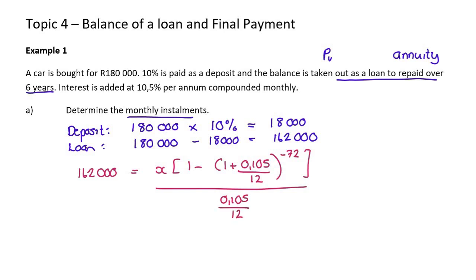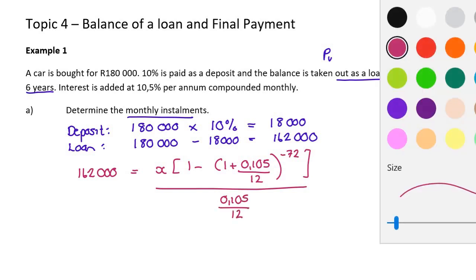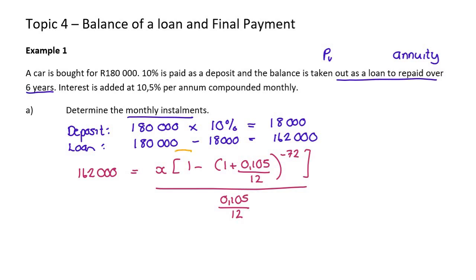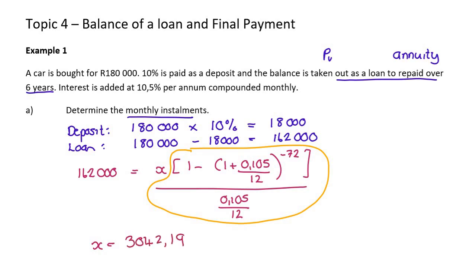And now personally I wouldn't show any working. I would jump straight to what X equals, and it's because I work out this, and that's the coefficient of X, and then I just divide by it on both sides, and I get an installment value of 3,042 Rand and 19 cents that you would have to pay off every month for 6 years.